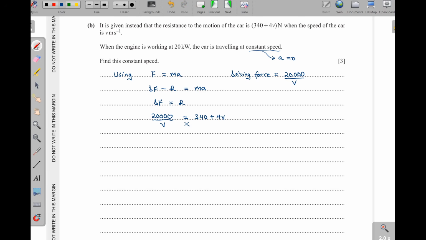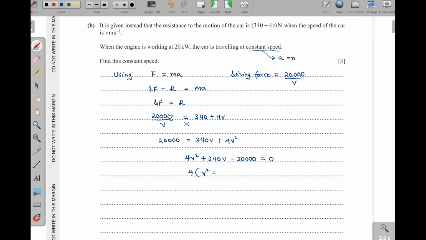We can cross multiply, that means this is 20,000, which is equal to 340V, then plus 4V squared. So bringing this one this way, we shall get a quadratic equation: 4V squared, then plus 340V, then minus 20,000, which is equal to 0. Then I can factorize out the 4.